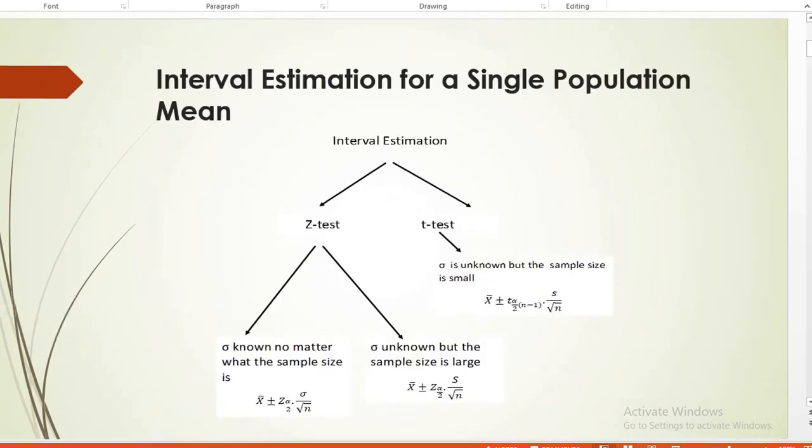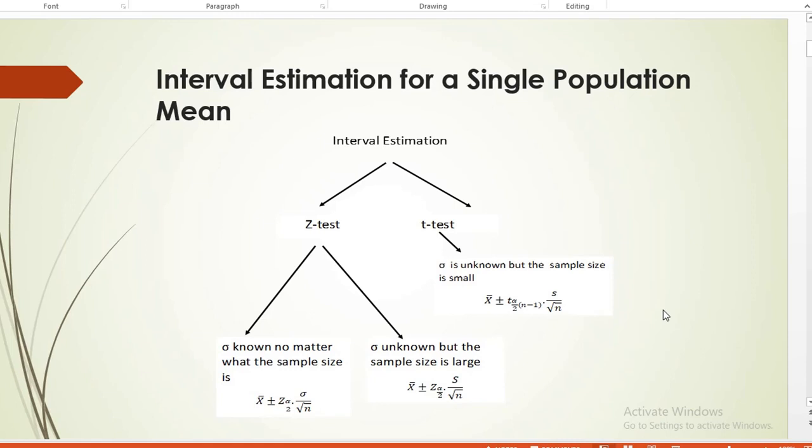To recap my previous lecture, it was the interval estimation for a single population mean, where we discussed two things, z test and t test. In the z test we have to tackle two situations. One is for sigma known, meaning the population variance or population standard deviation is known, no matter what the sample size is. Sample size could be small, sample size could be large. The second case is sigma unknown but the sample size should be large, then we have to use z distribution.